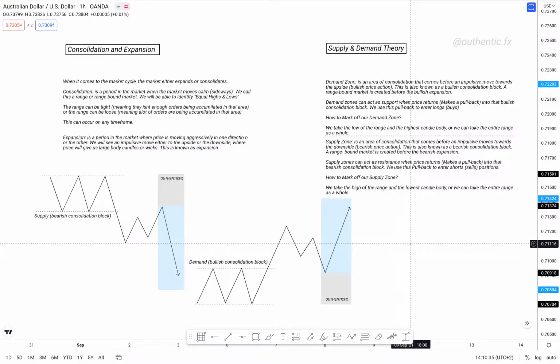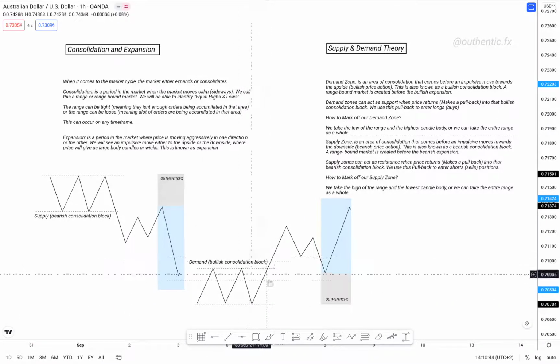And then from there, how to mark off our demand zone, right? We can either take the low of the range, right? And then the highest candle body. So we take the highest candle body of the previous expansion, guys. So you'll see that we'll have a candle, for instance, around this area. I'll show you live examples on the charts in a few. We'll have a consolidation, and then from there we'll have the highest candle body in that range, guys. We mark that off, and then we mark the low of the range, and that's our expansion / demand zone, right? So we take the low of the range, and the highest candle body, or we can take the entire range as a whole, guys. I'll show you that right in a few.